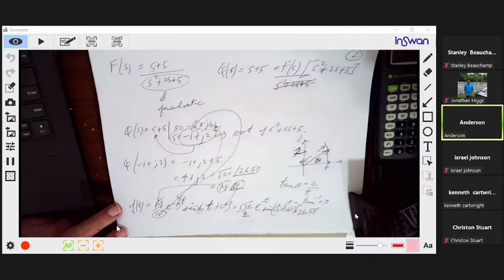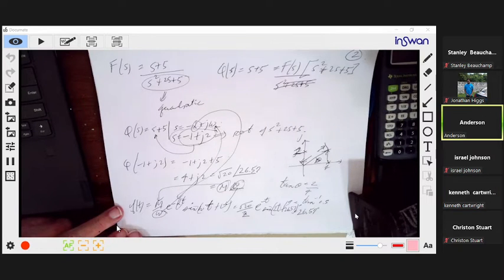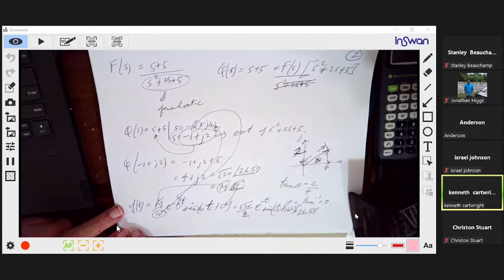Dr. Cartwright, for this formula here, can we always use this if we encounter a question like this? It'll always be the same formula, right? The formula will be the same. Yes, you need to memorize this formula.